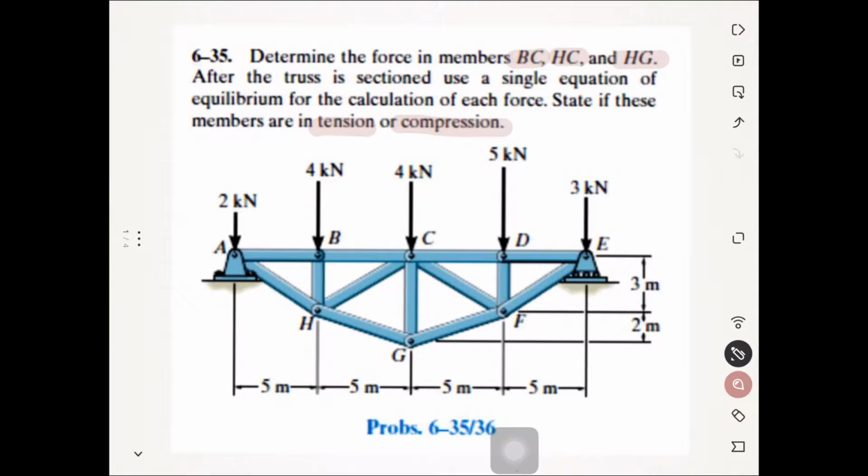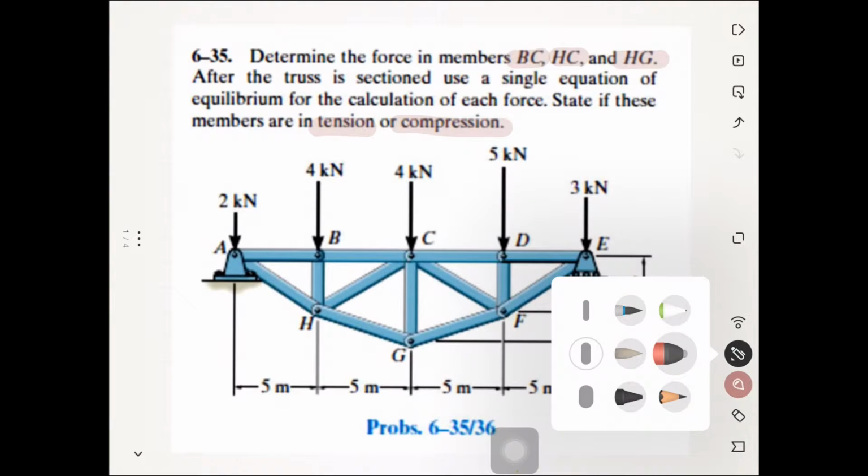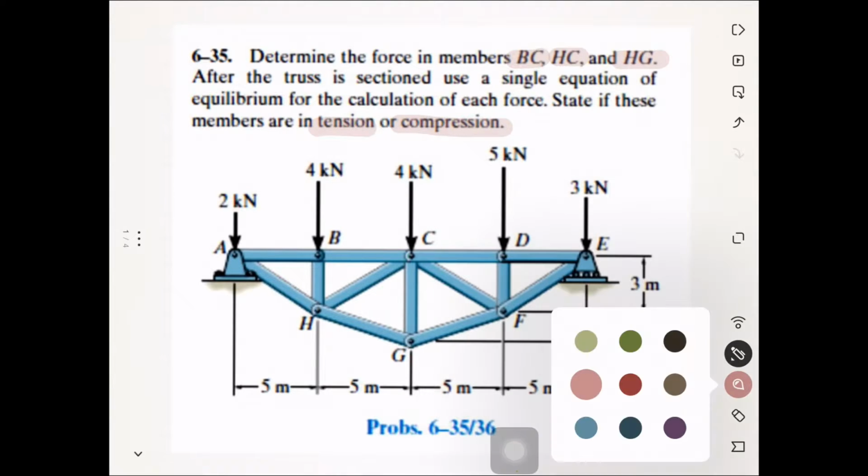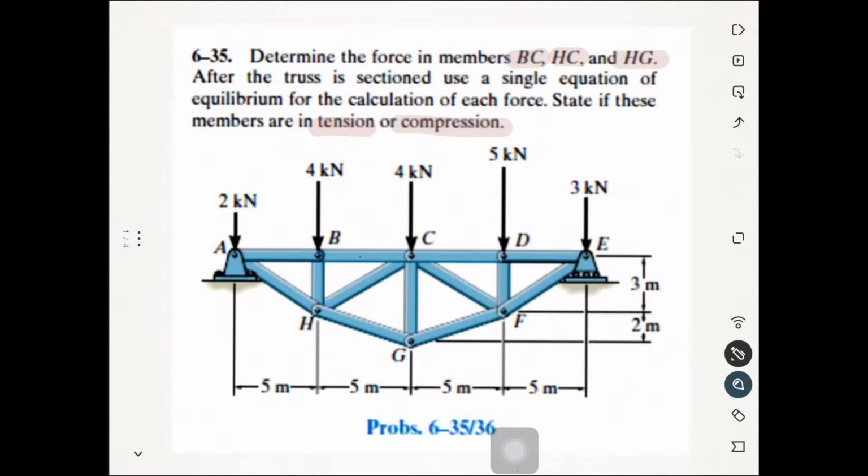Okay, this question wants to find FBC, FHC, and FHG. But before we find the force, we must determine the cross section of the truss. So the truss cross section is here.